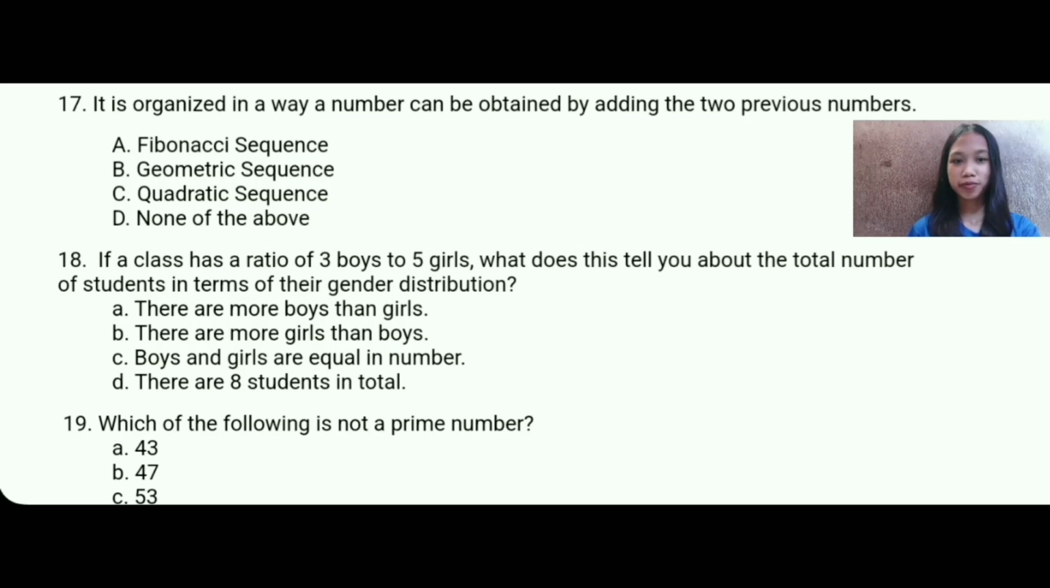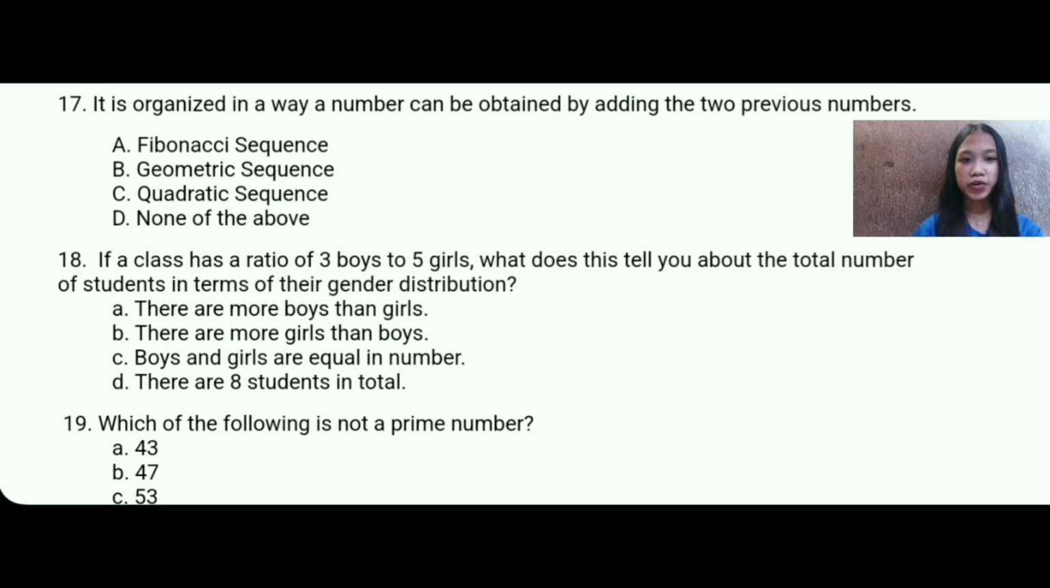Good evening, everyone. For number 17, it is organized in a way a number can be obtained by adding the two previous numbers. Is it letter A, Fibonacci sequence, letter B, geometric sequence, letter C, quadratic sequence, or letter D, none of the above? So the correct answer for number 17 is letter A, Fibonacci sequence. It is a series of numbers in which each number is the sum of the two preceding ones. Like for example, 0, 1, 2, 3, 5, 8, and so on.